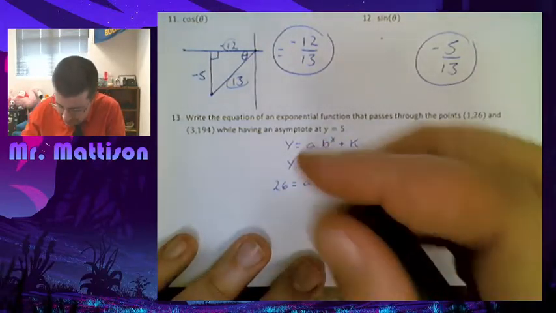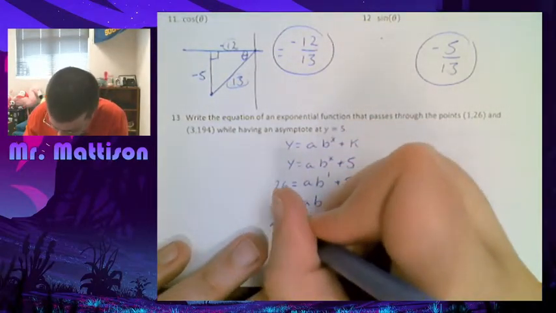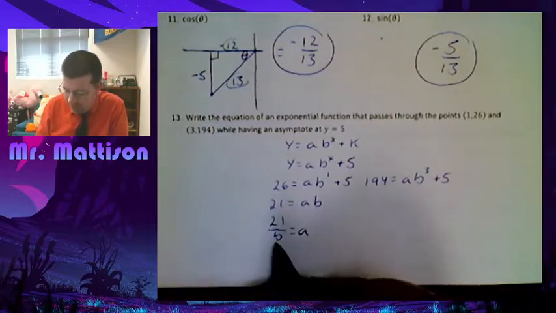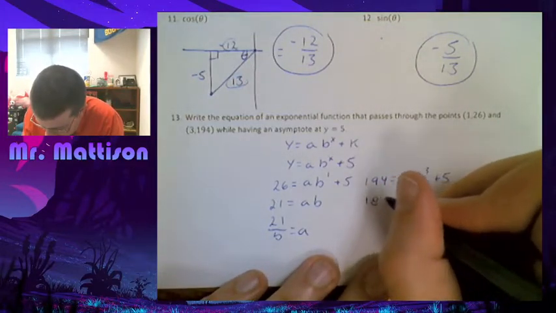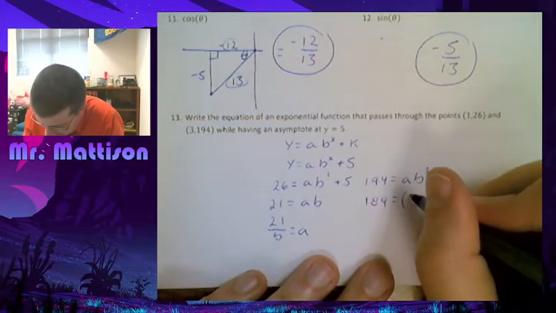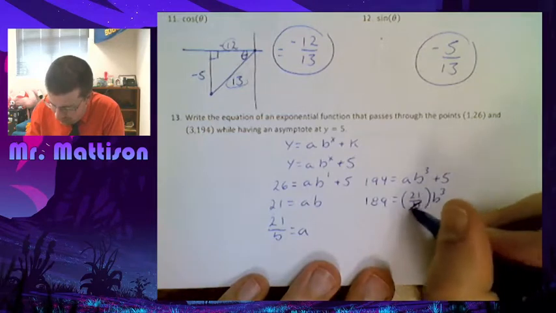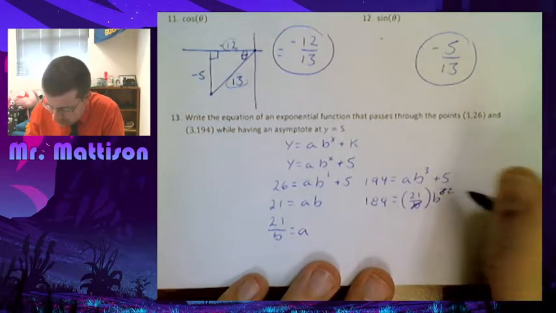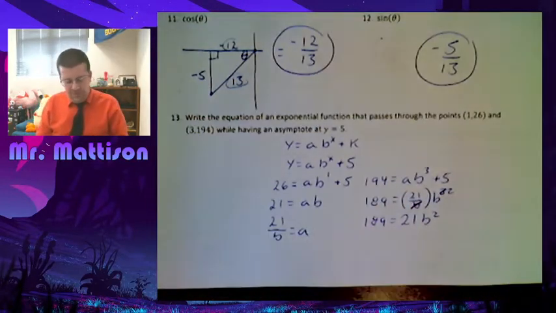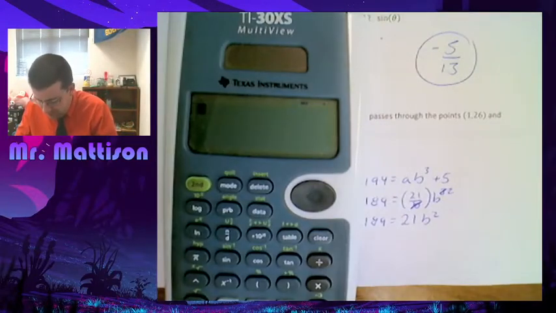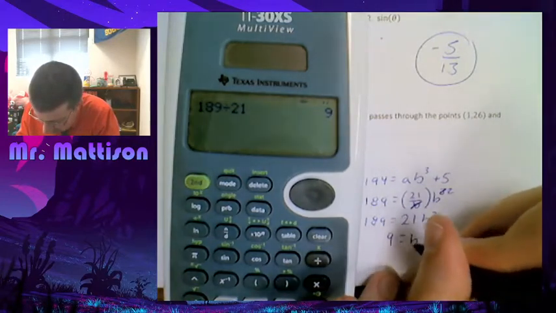I'll subtract the 5 and get 21 equals a b. Divide by b, and I get 21 over b equals a. So I can now plug that in to the a over here. I'll go ahead and subtract the 5 anyway and get 189 equals my a is being replaced by 21 over b times b cubed. Well, I can cancel out that b with one of those b's. Now I have b squared. So I have 189 equals 21b squared. So to solve that out, I do 189 divided by that 21, I get 9. So 9 equals b squared.